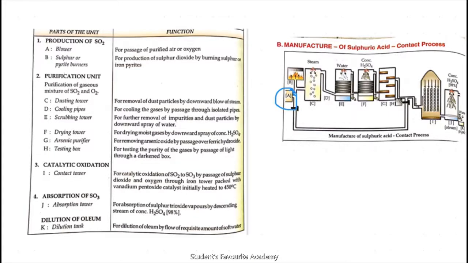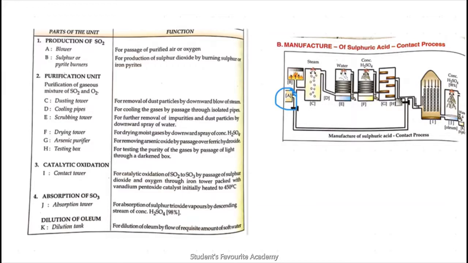So what is the blower actually? It will be for passing the purified air, or the oxygen. Purified air will be having oxygen, and then you will be passing that. Because in the process you will be needing pure air, children. You have to remember this: not just any air, you should have pure air.